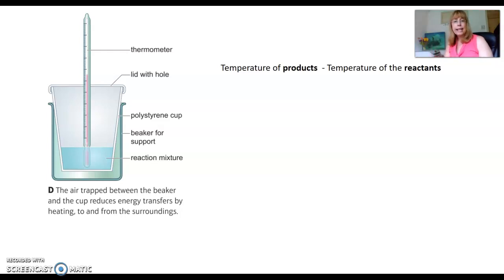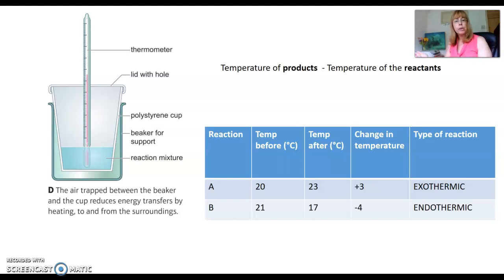So if I did a couple of reactions and I checked what was the temperature before and after, I might get a table like this. So in the first reaction, I've got some magnesium reacting with hydrochloric acid. I can measure the temperature of the hydrochloric acid and record that as my temperature at the start of the reaction.